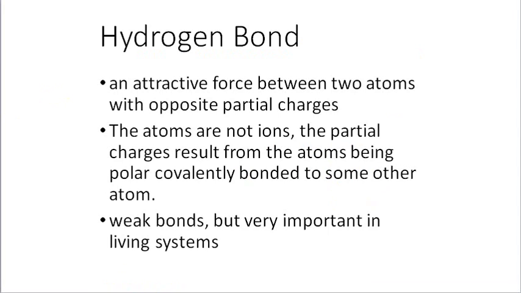A third type of chemical bond is the hydrogen bond. The name is somewhat misleading. Hydrogen is often involved, but that's not a requirement. First, there must be two atoms with partial opposite charges. These are the result of polar covalent bonds with other atoms. The hydrogen bond is the attractive force present between these partially oppositely charged atoms. These bonds are very weak, but they're also very important in living things. DNA, for example, has lots of hydrogen bonds, and the shapes of proteins are also influenced by hydrogen bonds.